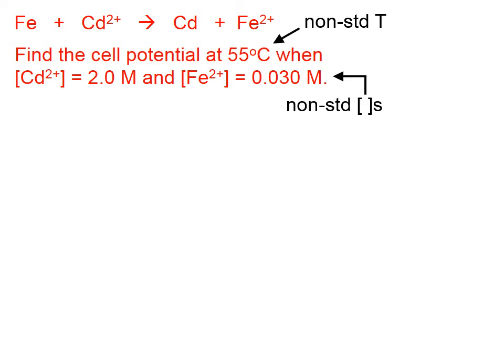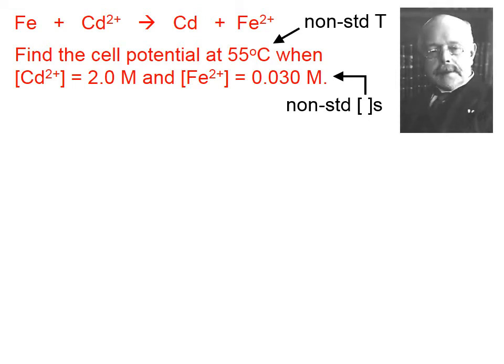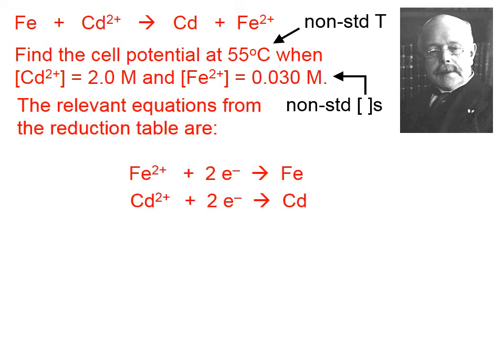Furthermore, we have non-standard concentrations. Standard concentrations would be 1 molar. If either one of these came up, we know we would have to use Nernst. Since both of them come up, yes, Nernst is the way to go here. We're going to look up a couple of equations from the standard reduction potentials table. The reduction of iron 2 ion and the reduction of the cadmium ion. We're just going to copy those numbers from the table.